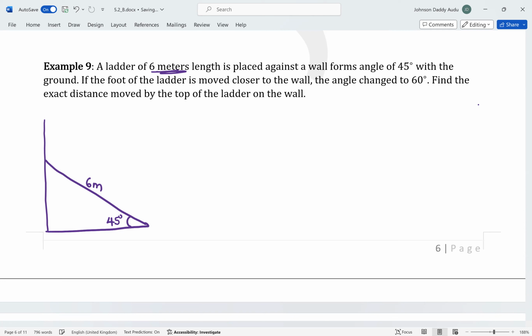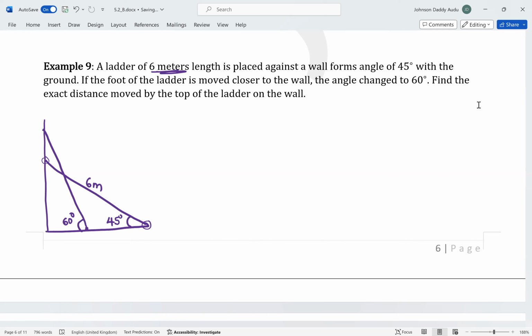Now, if the foot of the ladder is moved closer to the wall, so this is the foot of the ladder, you move it closer to the wall. You bring the foot somewhere here. This is the top of the ladder. Definitely it's going to move upward as well. So it's going to move somewhere here. But now with an angle of 60 degrees, right?